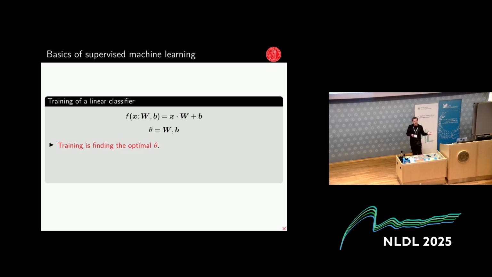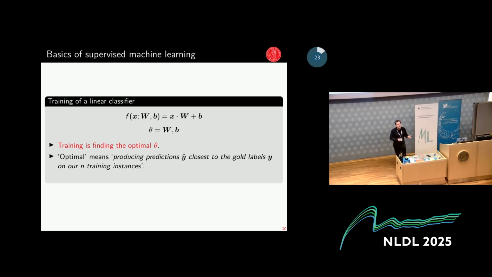To train such a linear classifier, we need to find the optimal set of parameters of the model. The parameters of the model are basically this matrix W and the bias term B, right? So we need to find what numbers should be in this matrix and in this bias term so that they are optimal. And what does it mean to be optimal in this case?